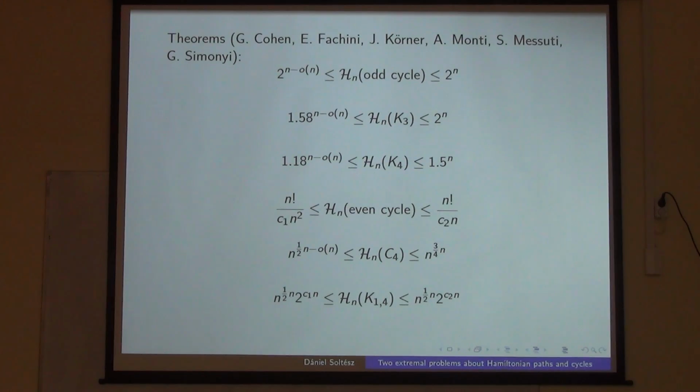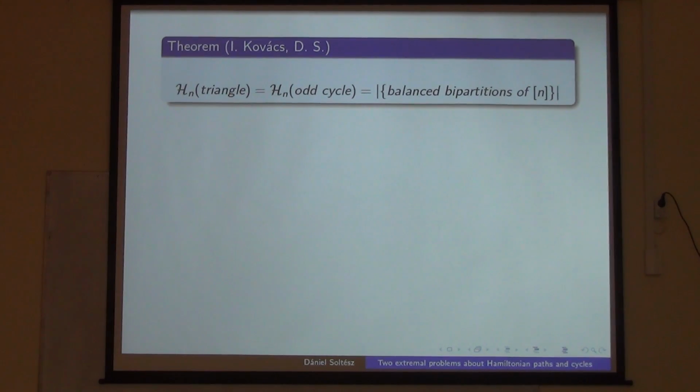All right, so let's move on. So a few results presented, and the contribution of István Kovács and myself to the subject is that requiring an odd cycle and requiring a triangle is exactly the same. It produces the exact same outcome. And how much time do I have left? 6 minutes. Oh, still. All right.